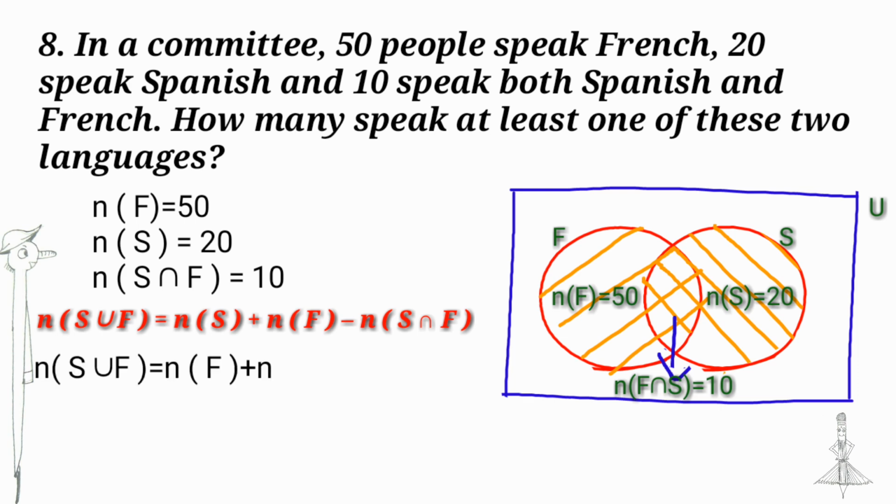Substituting the values in our equation, we get the number of elements in S union F is equal to 60. Therefore, 60 people in the committee speak at least one of the two languages.